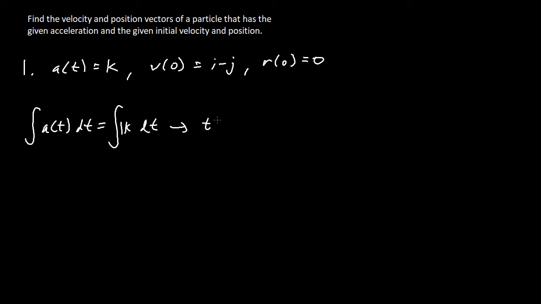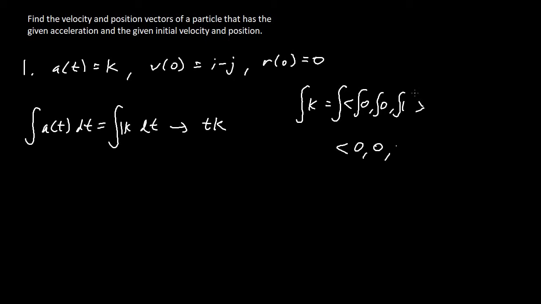So we get t k. Now there's another way you can think about this. If you write k in component form, k is obviously going to be equal to 0, 0, 1, because the x and y components are 0, but the z component is 1. And so if you take the integral of k, you must take the integral of each individual component. Now the integral of 0 is obviously going to be 0 still, and the integral of 1 is just going to be t. And so if you rewrite this in unit vector form, this is simply just going to be t k. Remember, this is an indefinite integral, so we must add the plus c.